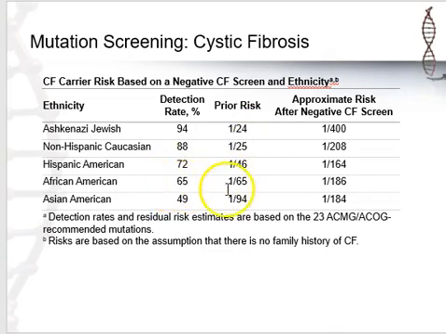When we look at African Americans, their risk is only 1 in 65. However, only 65% of mutations are detected, so their risk after testing is still greater than that of the Ashkenazi and non-Hispanics. And then Asians, they have the least risk in these populations of carrying one of these mutations, but less than 50% are identified.